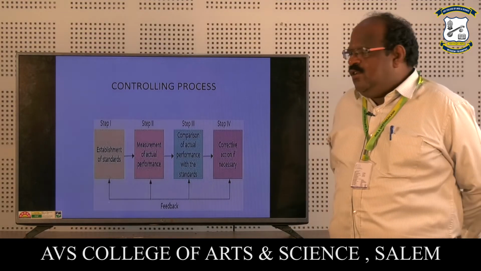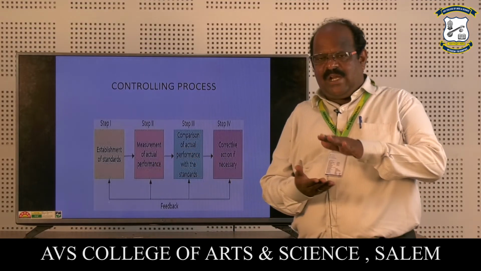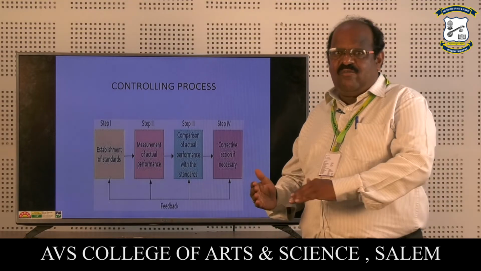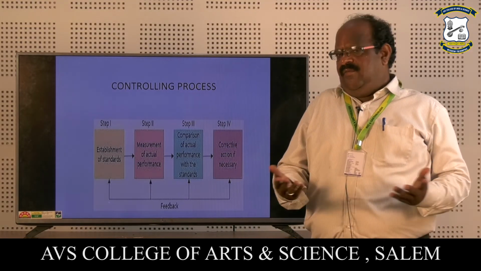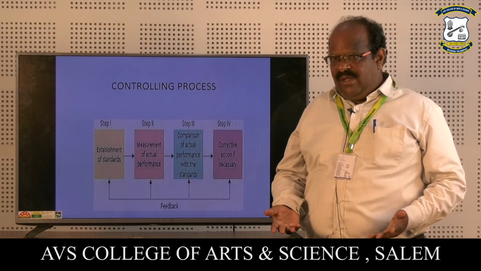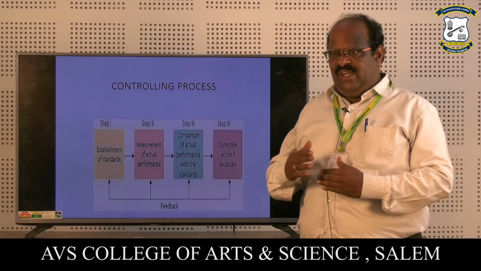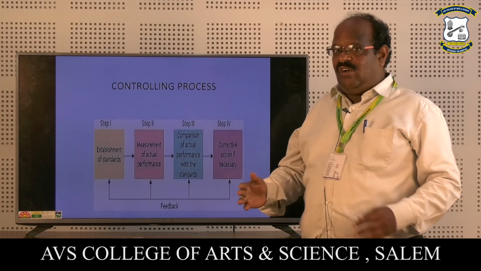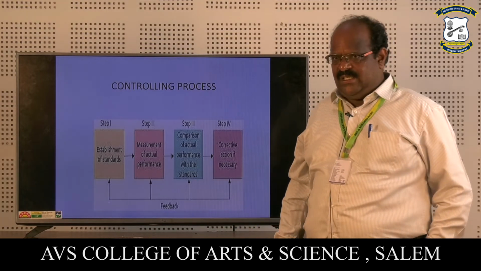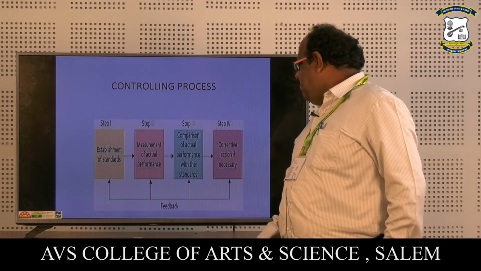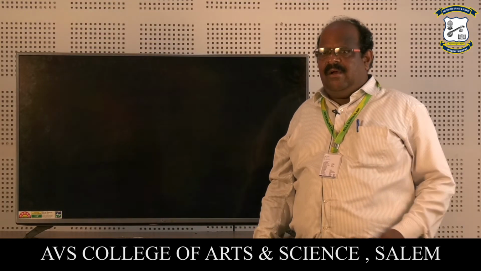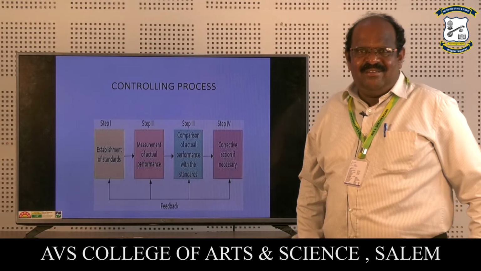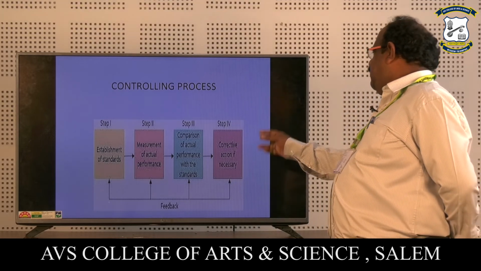So that's the idea. After measuring the performance, we have to compare the actual performance with the established standards. If the performance is within the standards, we can appreciate it and there is no need for controlling. Whereas if it exceeds or goes beyond the established standards, that is what we mean by deviation. Then we need to take corrective actions, right? So that is the next step. We are going to take corrective actions. These are the 4 steps we have to look into.